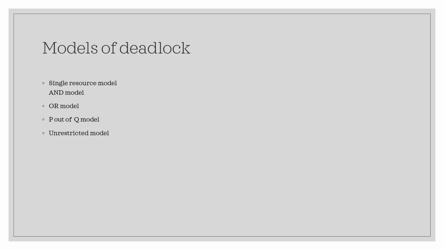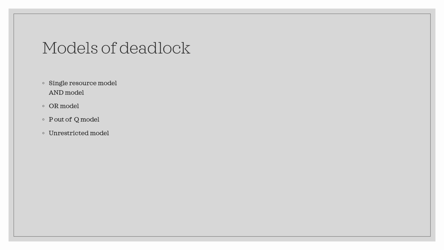So the next model. Again, here also we are drawing the wait for graph and detecting the cycle. We can say that there is a deadlock. OR model: a process can make a request for numerous resources simultaneously, and the request is satisfied if any one of the requested resources is granted. Presence of a cycle in the wait for graph of an OR model does not imply a deadlock in the OR model. In the OR model, the presence of a knot indicates a deadlock.